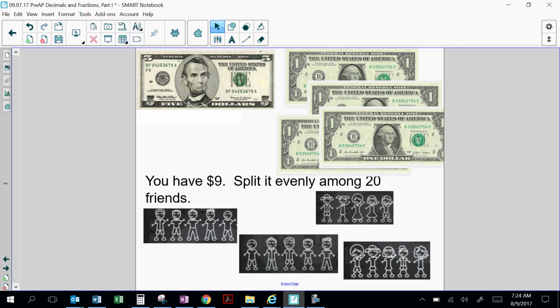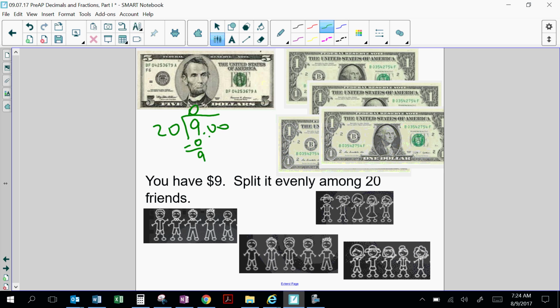The next example: you have $9, and I want you to split it evenly among 20 friends. Whoa. Will each person get a dollar, more than a dollar, or less than a dollar? I predict way less than a dollar. So if I had $9 and I divide it among 20 individuals, can 20 go in 9? 0 times. Can 20 go in 90? 4 times. Can 20 go in 100? 5 times. So it's 45 hundredths, or 45 cents per person.